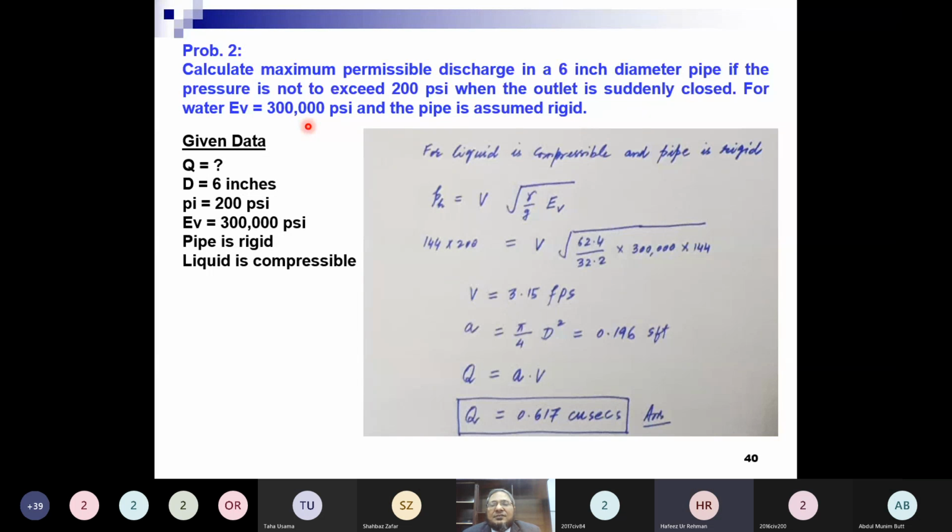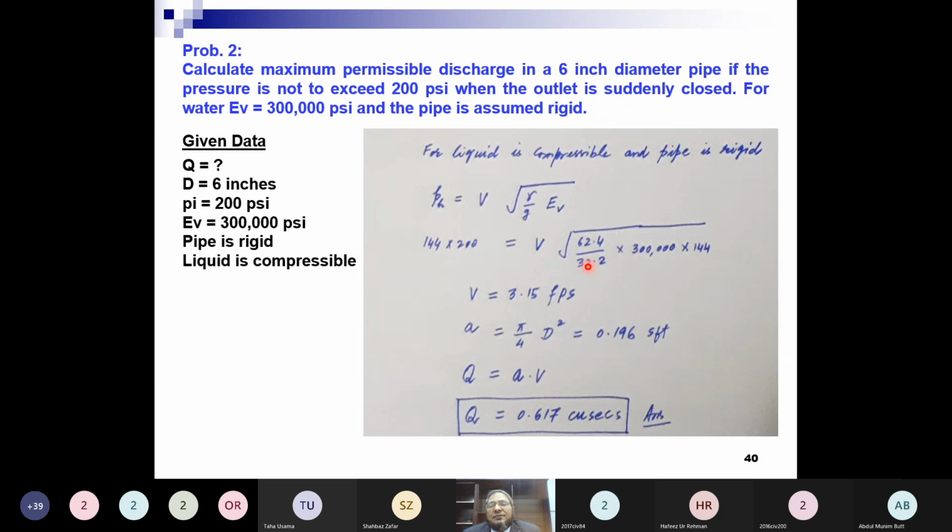Which equation we have to use? This equation. All right. For liquid is compressible and pipe is rigid. So hammer pressure is V times root of rho EV. And hammer pressure is given 200 psi. So why we are multiplying with 144? To convert inch square to feet square. Yes, good. And this we want to compute.